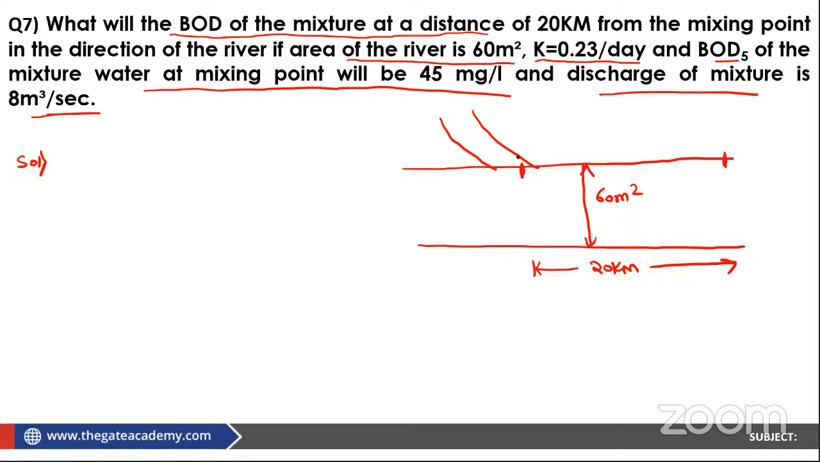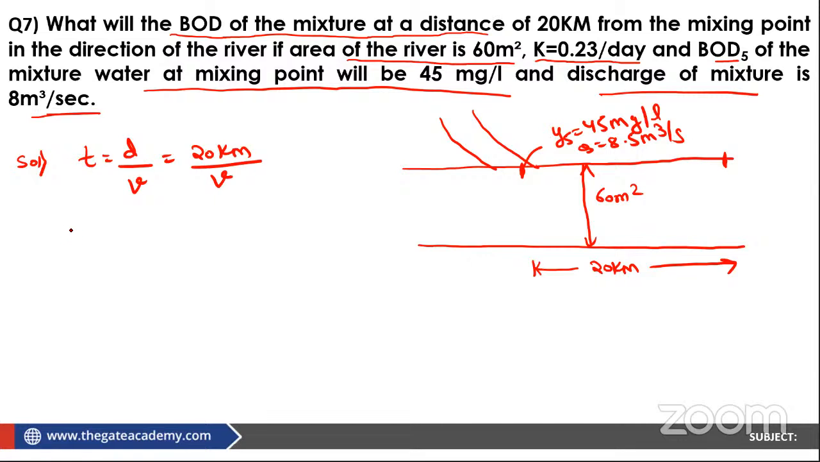Now, at this point, we will have 5 days BOD, that is Y5 equals 45 milligram per liter, and the discharge equals 8.5 meter cube per second. Now, we have to calculate the time required for traveling this 20 kilometer distance. Time equals distance upon velocity, and distance is given as 20 kilometer, and we need to find the velocity. Velocity equals discharge upon area. Discharge is given as 8.5 meter cube per second, but we want the velocity in terms of day, so we multiply by 24 into 3600, and divide by the area given in the question, that is 60 meters square.